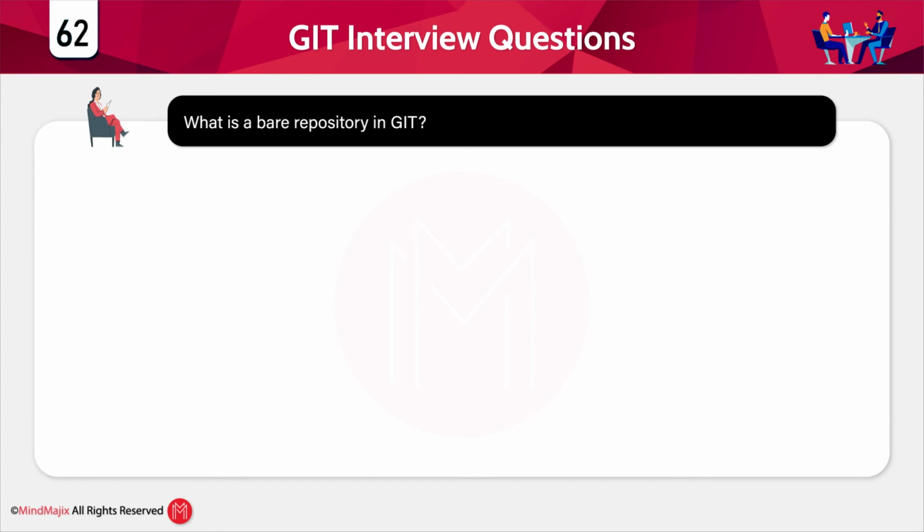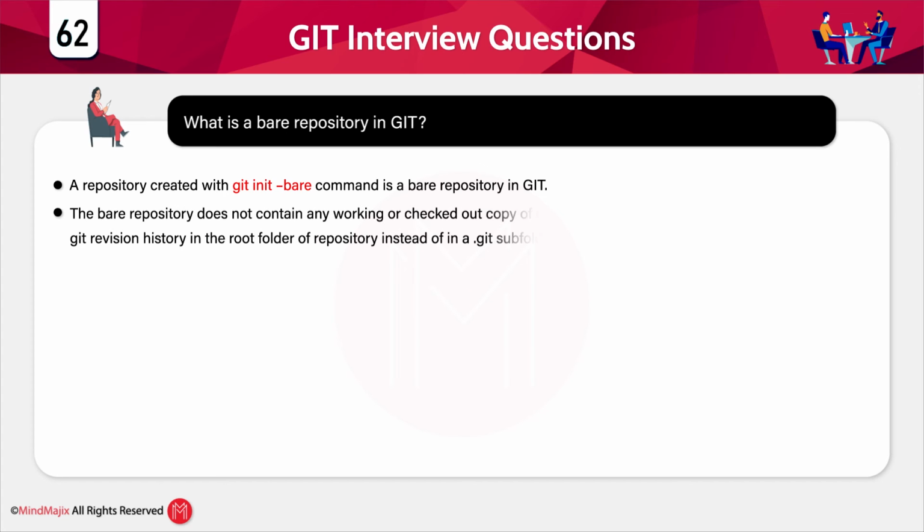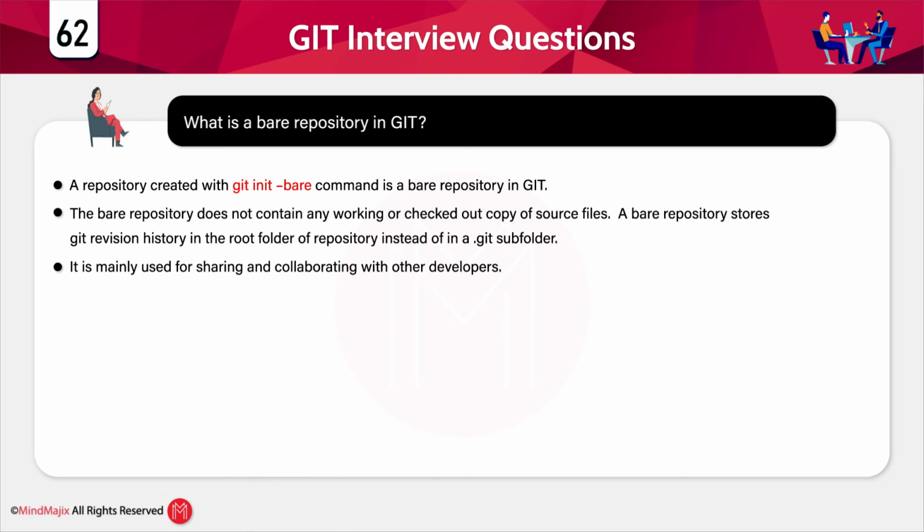What is a bare repository in Git? A repository created with what? The git init --bare command. The bare repository does not contain any working or checked out copy of source files. The bare repository stores Git version history in the root folder of the repository instead of the .git subfolder. It is mainly used for what? Sharing and collaborating with other developers.